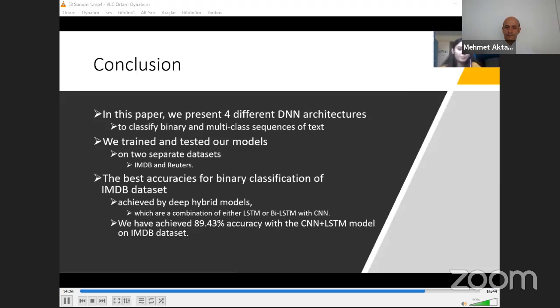So now to conclude our paper, we have presented four different deep neural network architectures to classify binary and multi-class sequences of text. We trained and tested our models on two separate datasets, IMDb and Reuters. The best accuracies for binary classification on the IMDb dataset are achieved by hybrid models. We also observed from our experiments that models which combine either LSTM or bi-LSTM with CNN give better accuracies. We achieved the highest accuracy with the CNN and LSTM model on the IMDb dataset, 89.43%.